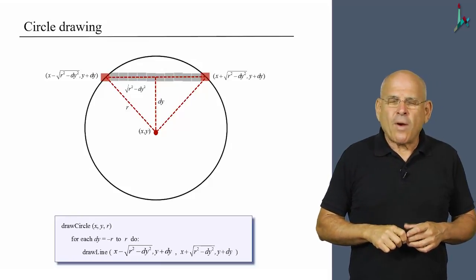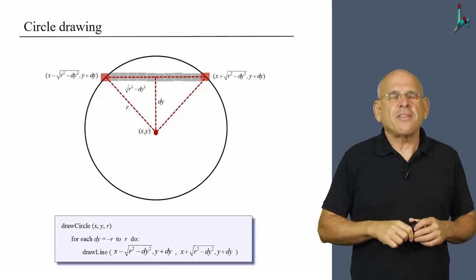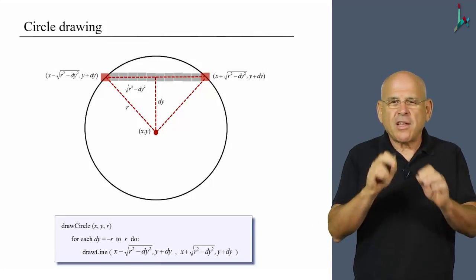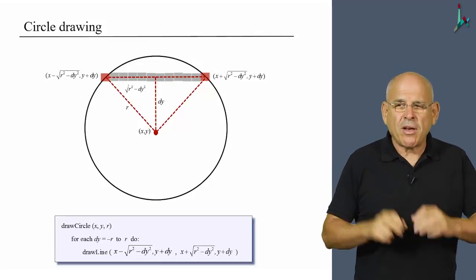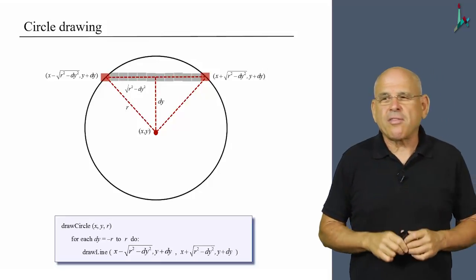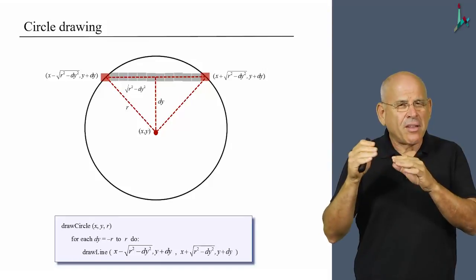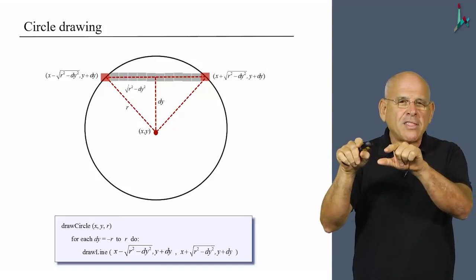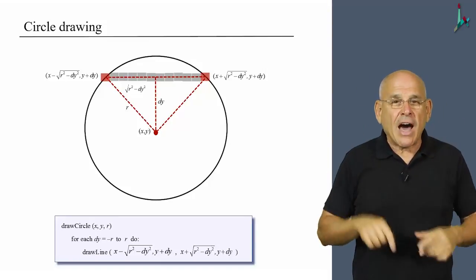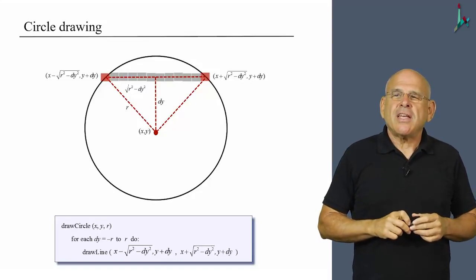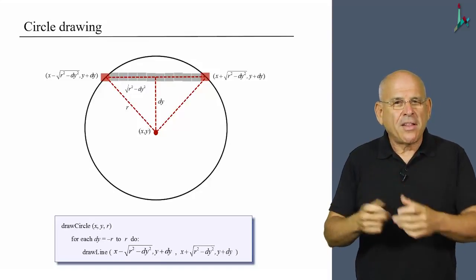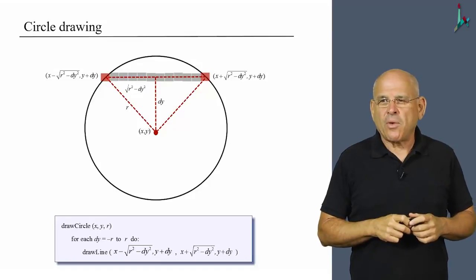Well, why don't you think about it yourself and give yourself one or two minutes to think about this question, and when you have the answer or not, continue the tape. So stop the tape now, think about it. How can we modify this algorithm to draw the outline of the circle? And then run the tape again, and we'll talk about the answer.